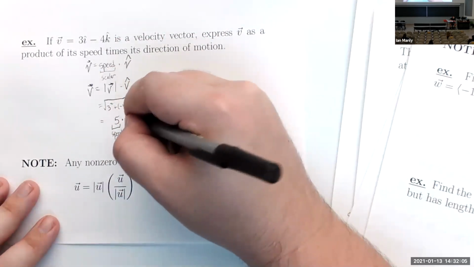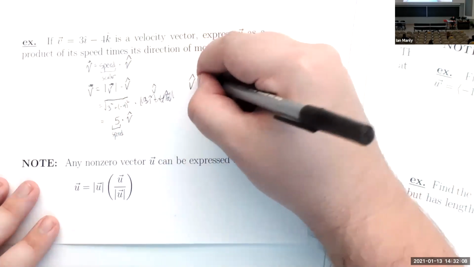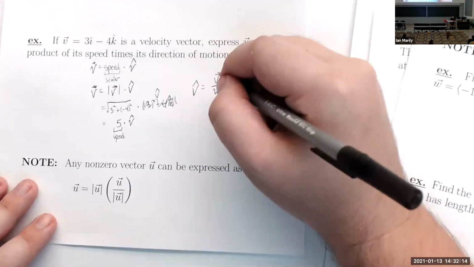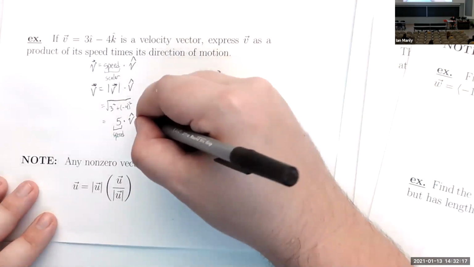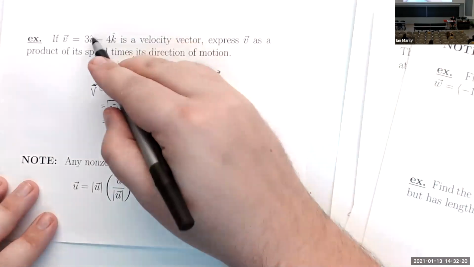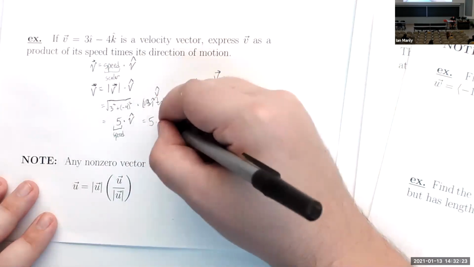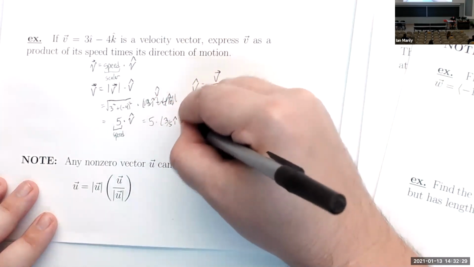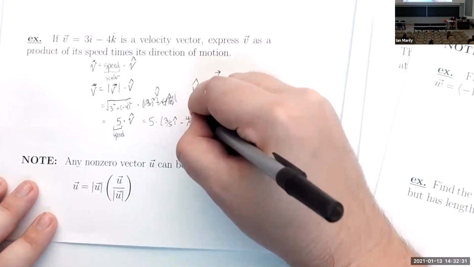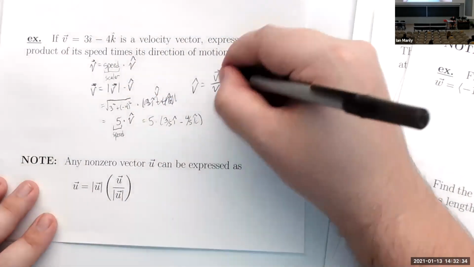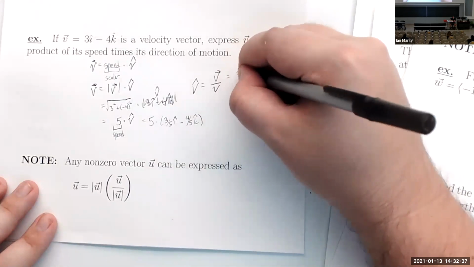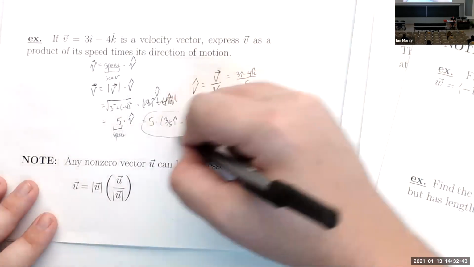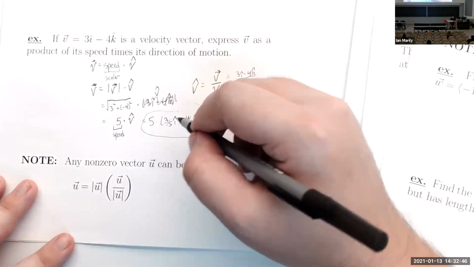And then we need to know what direction we're moving in. But remember, the direction is simply the original vector divided by the magnitude. So in this case, we're going to have 5, and then our original vector divided by 5, the magnitude, will be 3/5 i hat minus 4/5 k hat, because we got the 3 and the negative 4 from this, and then we got the 5 from down here, which we already figured out. So we have the speed times the direction here.